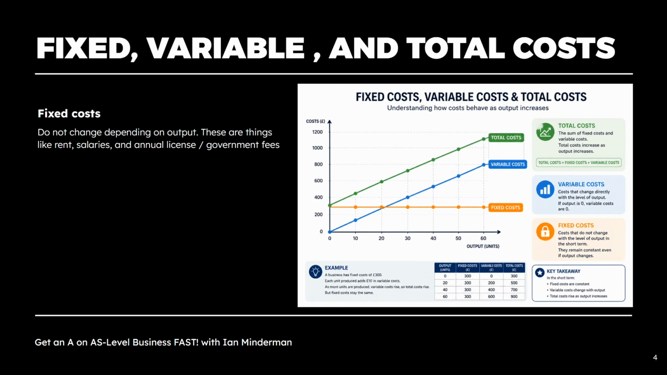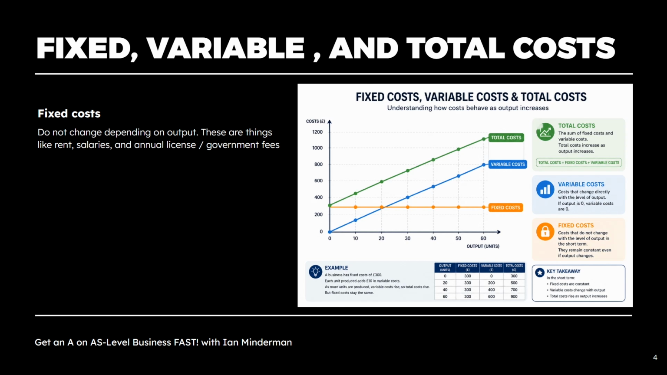So fixed costs, these are things that do not change depending on the amount of output that you have. So let's say that you own a factory, right? An example would be that you have to pay rent to the owner of the facility or the warehouse that you're using to manufacture and store your items. That's a fixed cost. It doesn't change from month to month.